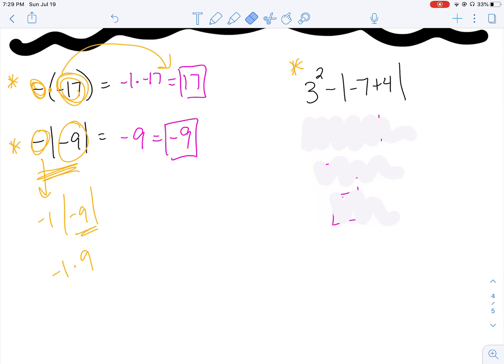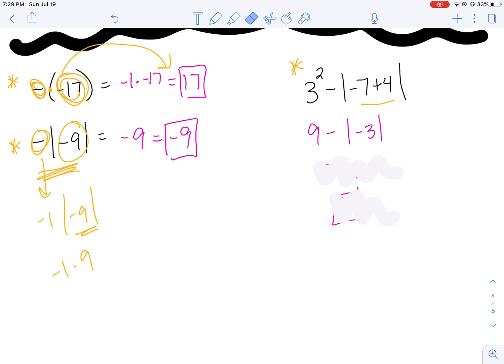All right, so look at the last one here. I see bars, or an ordering symbol, it's kind of like parentheses. So I want to do inside the bars first. So negative 7 plus 4 is really negative 3. 3 squared is 9, and I can do that separately because they're separated by a plus or minus sign. So I have this problem so far.